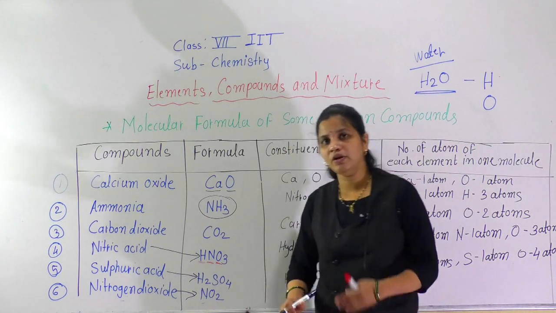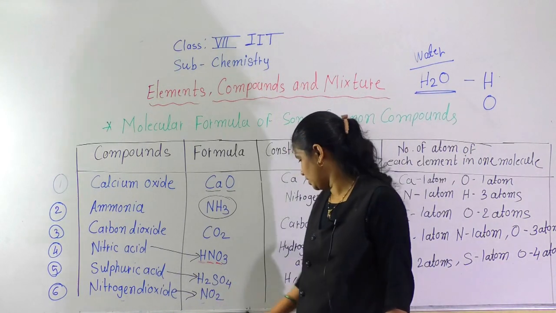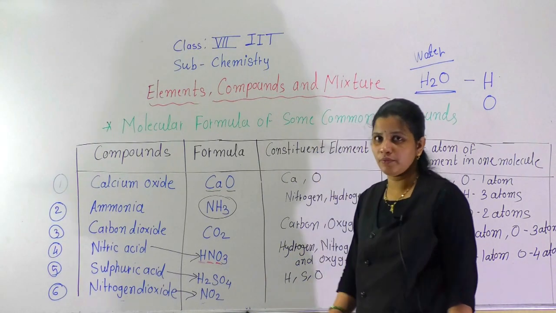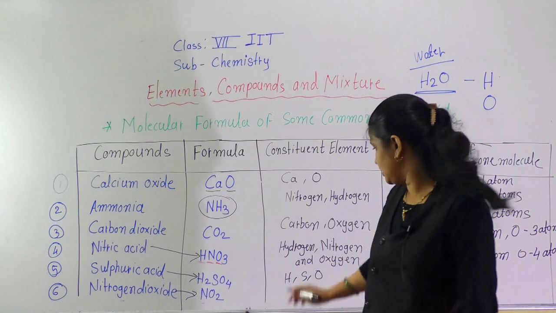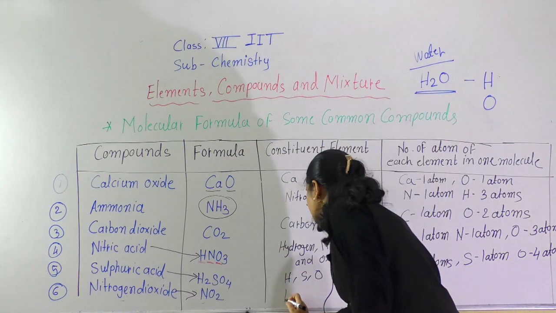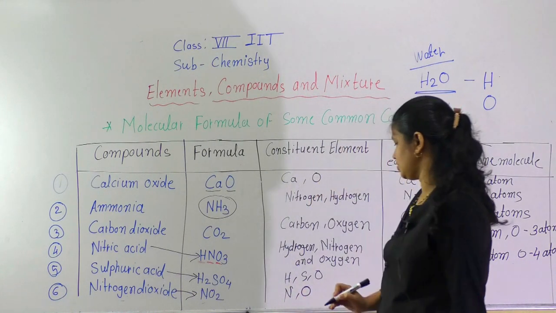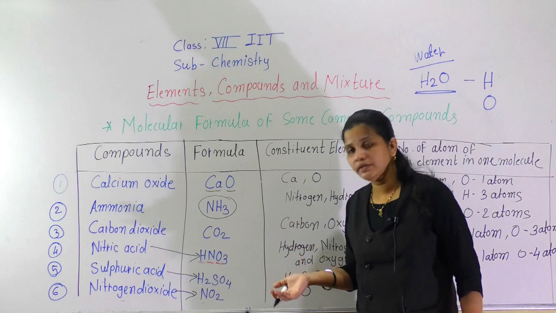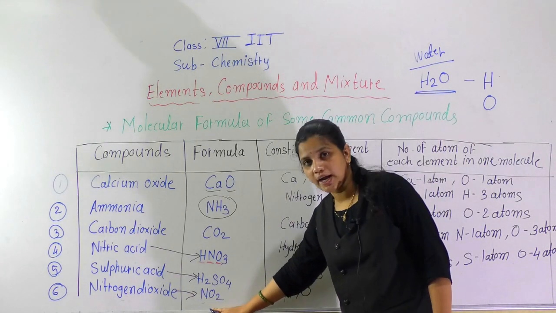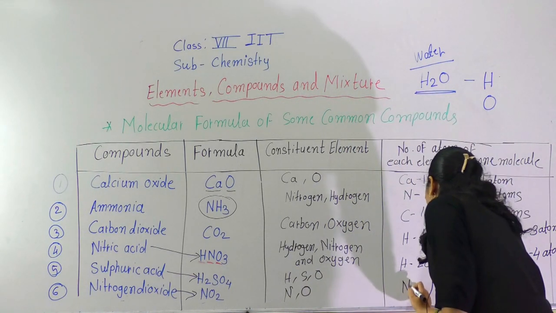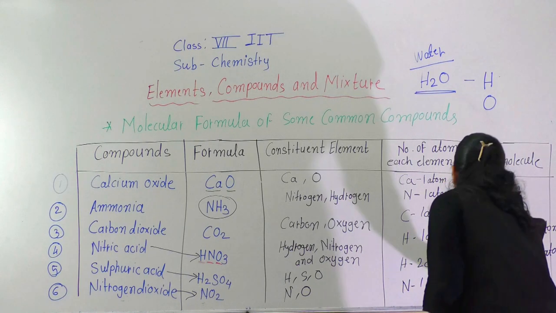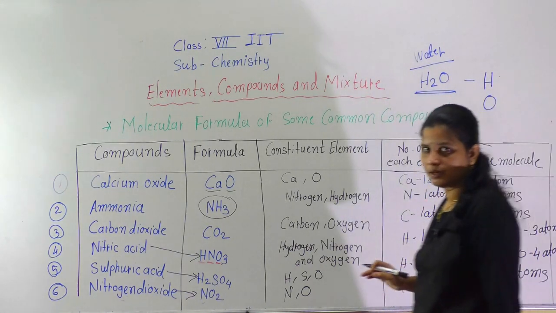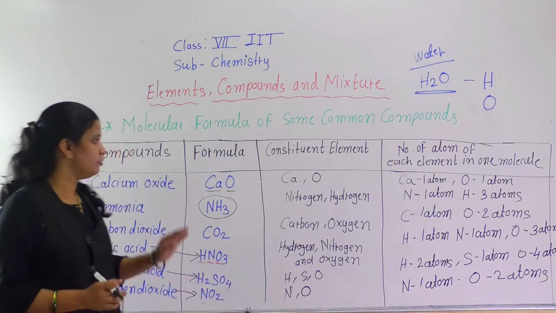Nitrogen dioxide, what is the formula of nitrogen dioxide? NO2. So which two elements are present? Nitrogen and oxygen. Again I am writing the symbols here, but whenever you write in your notebook, write the names. Now how many atoms are present of each element? Nitrogen one atom and oxygen two atoms. Okay, so now this table is completed. Do you understand how to complete this table?